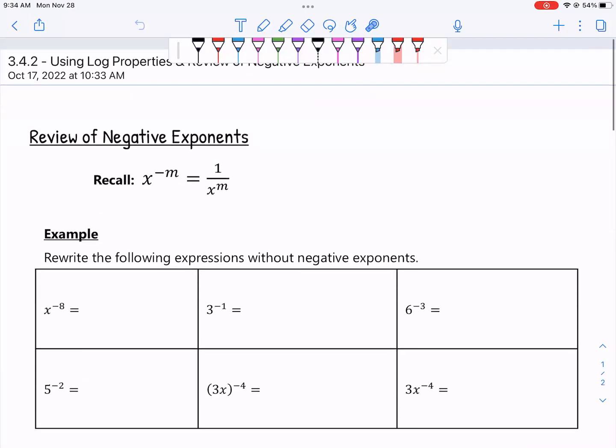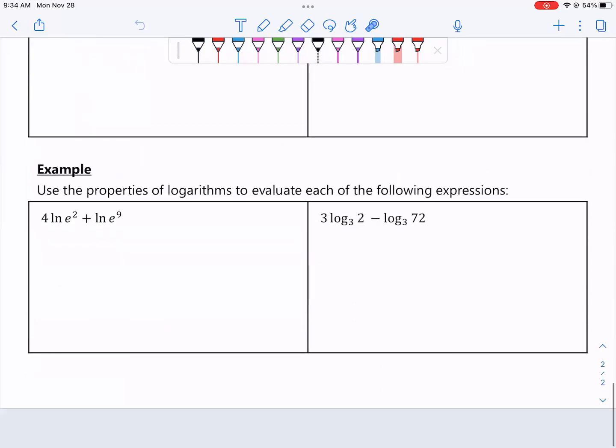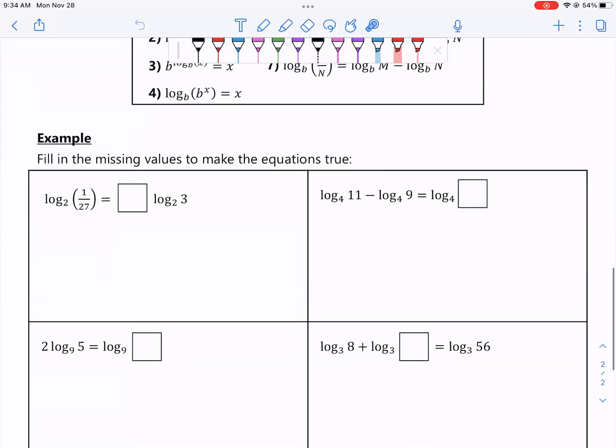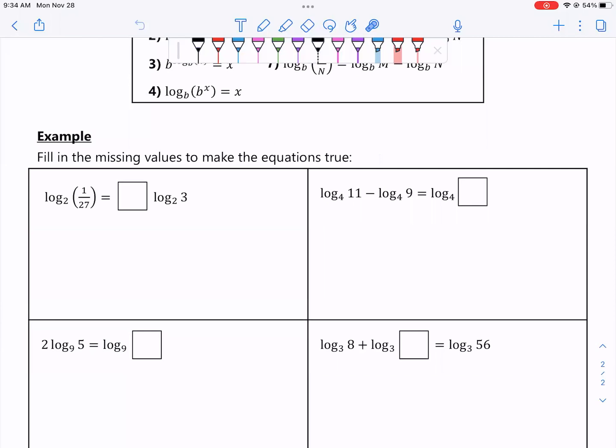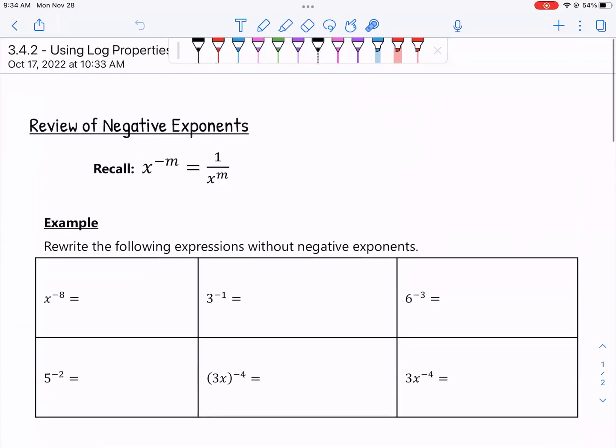So we're going to use our log properties to simplify some expressions. We're also going to fill in some missing values. We're just going to kind of use log properties in this video. But before we can do that, we really do need to review negative exponents. It won't take long, but we need to talk about negative exponents, or this section is going to be a little bit more on the difficult side.